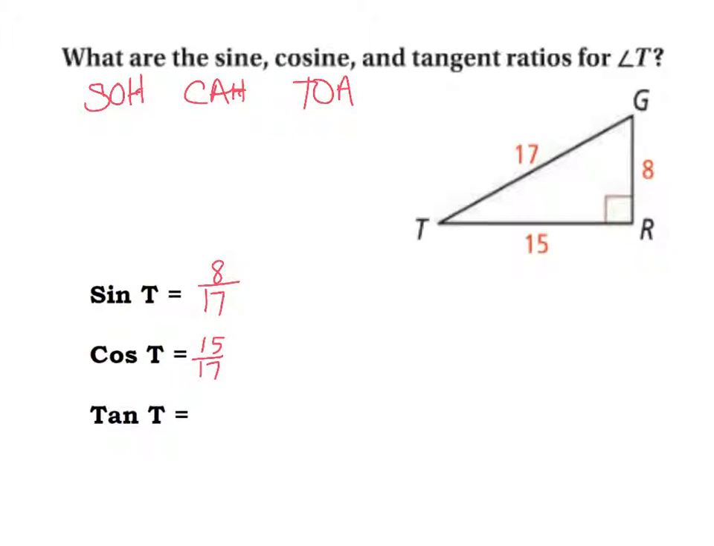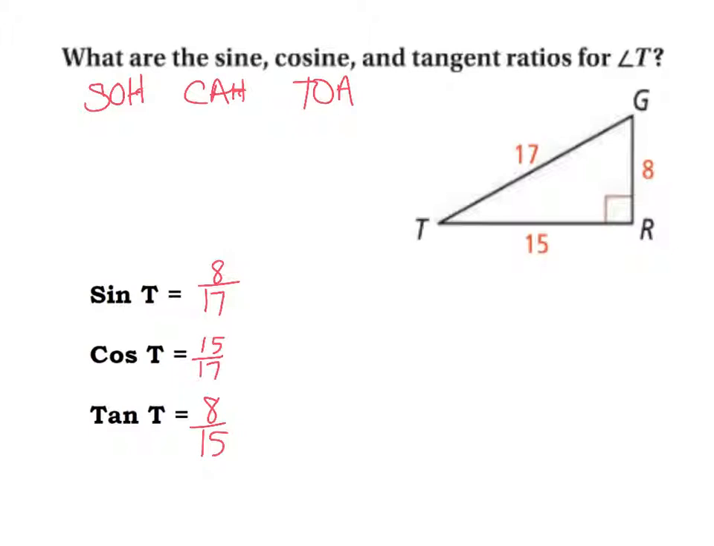Okay, the last ratio then is tangent, opposite over adjacent. So I'm looking from angle T. So I come here to angle T, opposite straight across. So that's 8 over the adjacent. That's the one that it's next to. So 8 over 15. So it's kind of like every which way of rearranging those legs.